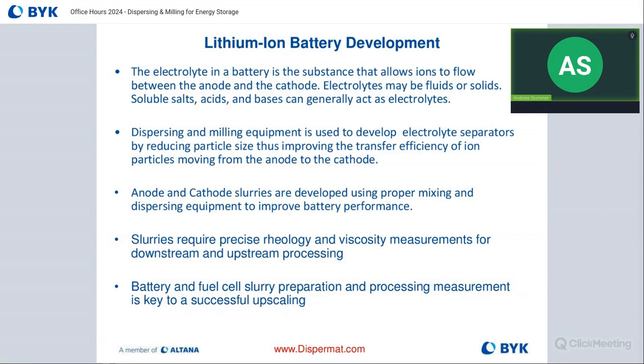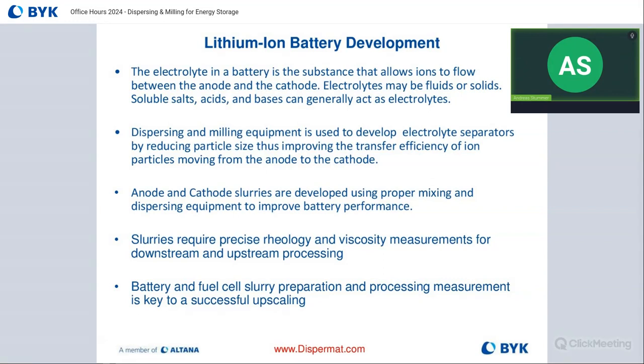So anode and cathode slurries are developed using a lot of our technology today, and that will help you get better battery performance. We also need to look at rheology and viscosity measurements, which are often critical during the R&D or even manufacturing process to understand what's happening with the slurry while we disperse or mill. We also have technology that can give you really good live data, and we'll talk about how that helps you understand how your slurry is changing during the dispersing and milling process.